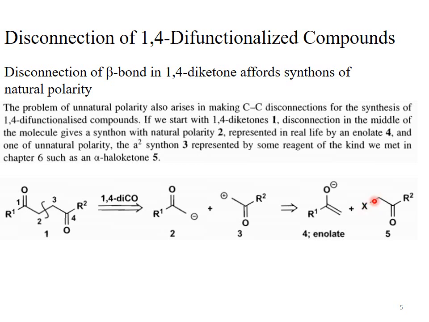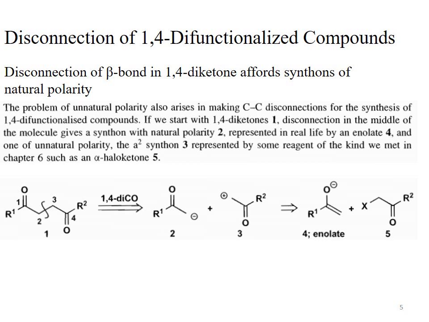The fragment 3, which is carrying a positive charge, is an acceptor synthon. The source of this acceptor synthon is the alpha haloketone, reagent 5. X is a more electronegative atom. When it is bonded with the carbon, then it withdraws electron density from the carbon toward itself and makes the carbon electrophilic in nature. So the source of the positively charged fragment is that the carbon is bonded with a more electronegative atom.